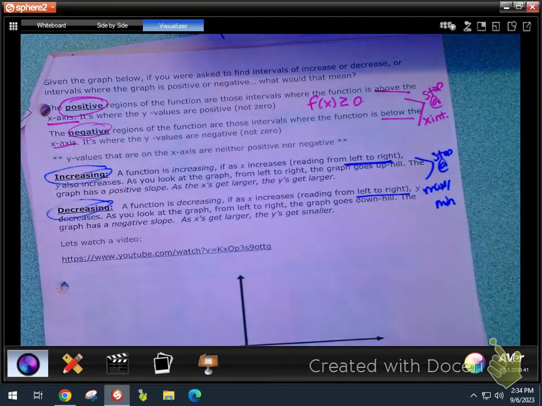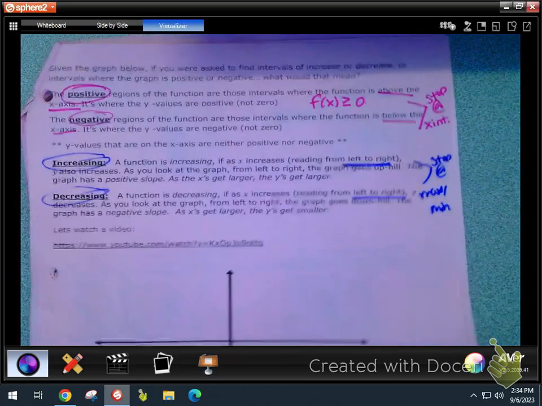Now, it's not hard to say what we're looking for. Now we need to put it in action and actually find some graphs, find some intervals, and go from there. Okay? Ready to try some?